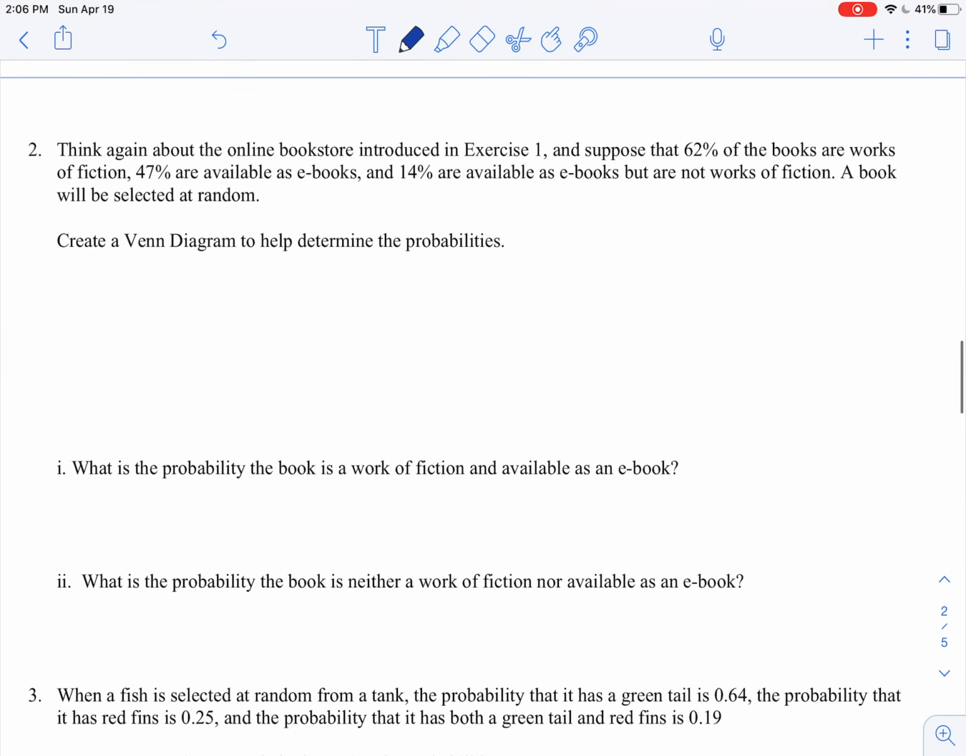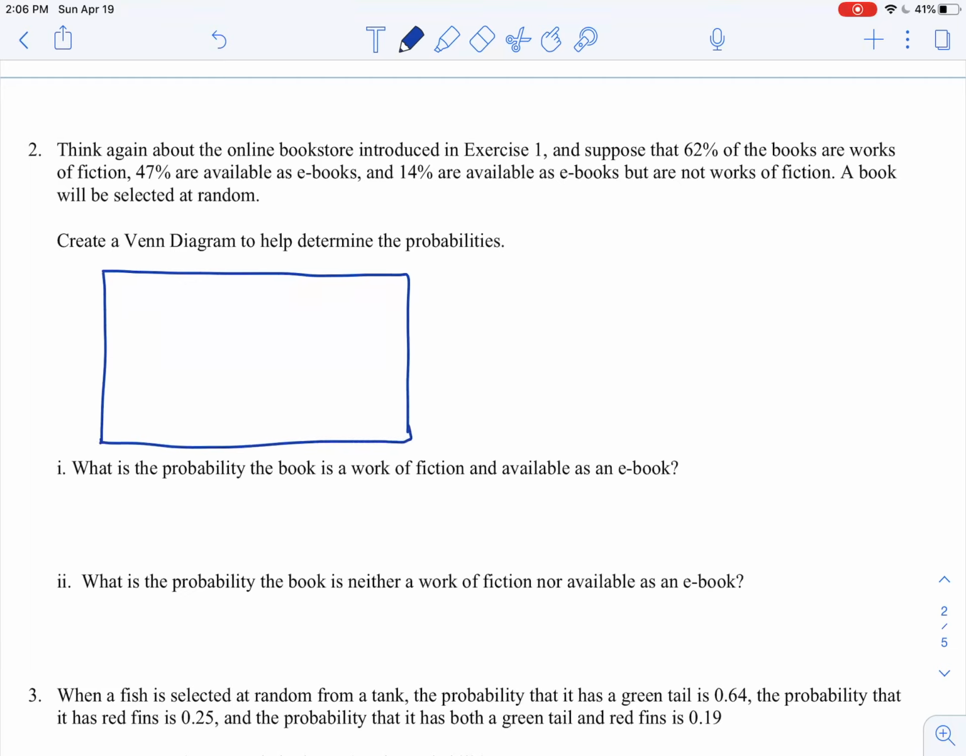Let's actually get into using the Venn diagram to do some sort of a calculation for a situation. Think again about the online bookstore from the previous exercise, and let's say that 62% of the books are works of fiction, 47% are available as ebooks, 14% are available as ebooks but not works of fiction, and a book will be selected at random. Let's create a Venn diagram to determine the probabilities. This is a situation where I don't have disjoint events.